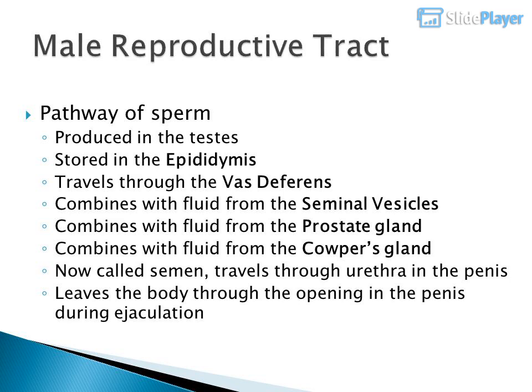Combines with fluid from the seminal vesicles, then fluid from the prostate gland, then fluid from the Cowper's gland. Now called semen, it travels through the urethra in the penis and leaves the body through the opening in the penis during ejaculation.